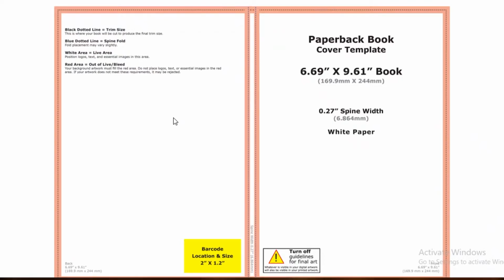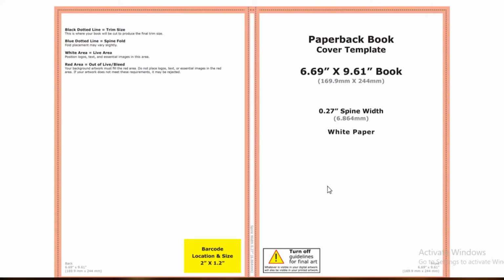So the bleed is 0.15 inches for the front and back in terms of width. So the total width of your design should be 12.54 inches when you're designing it on Canva. And the height of your book is going to be 9 inches or 9.61, and then you're going to add the bleed for your design.